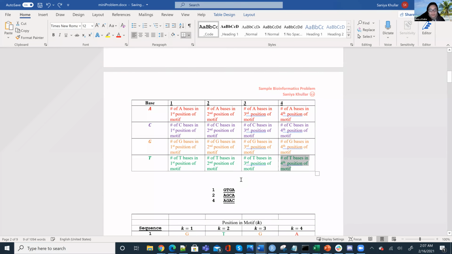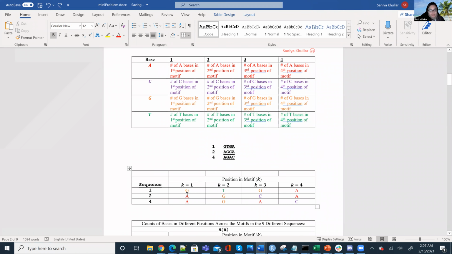So I'm going to break it apart again. What this corresponds to is we take these sequences and we look at them across sequences 1, 2, and 4.